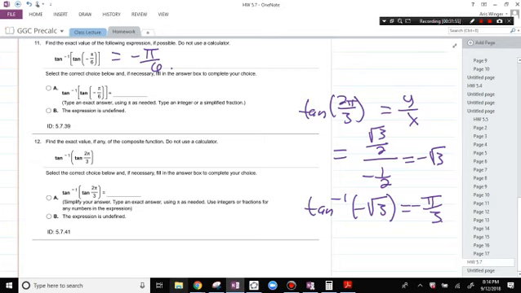So again, I knew that one was going to be pi over 6, and I knew it was going to be negative pi over 6 because the sign was negative. I know this one is going to be pi over 3, and I know it's negative pi over 3 because the sign of this is negative.